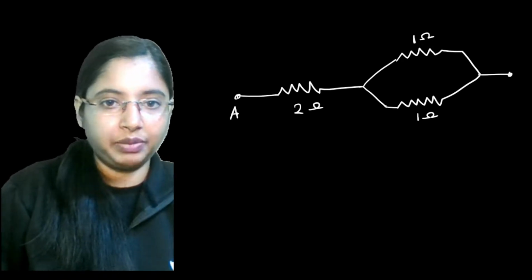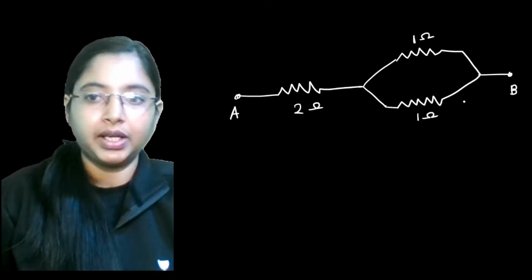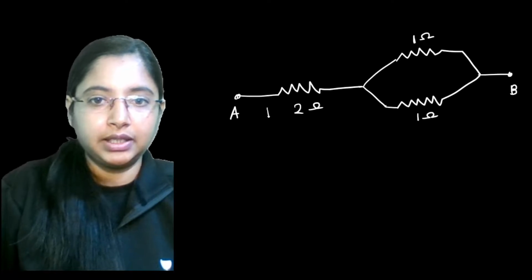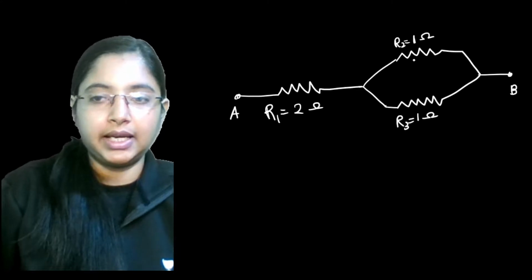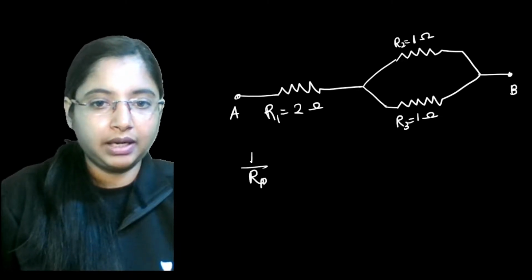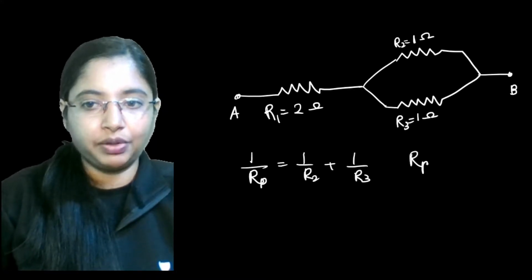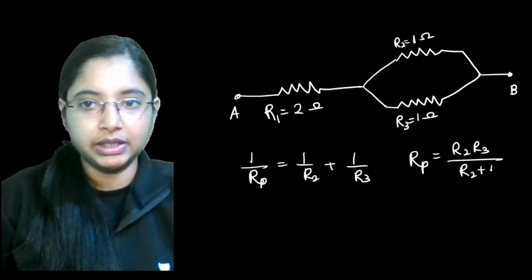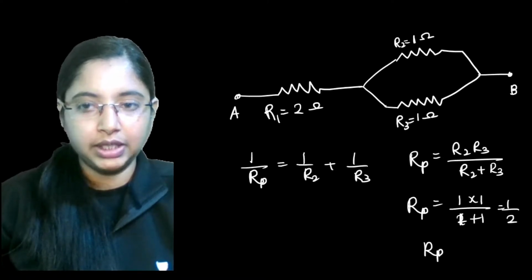Across these ends AB, we want to know what is the equivalent resistance. Very simple. Let's say R1, R2, R3. R2 and R3 are in parallel combination. So RP, you have to do R2 into R3 divided by R2 plus R3. That will be 1 times 1 divided by 1 plus 1, that is 1 by 2. So the effective resistance in this case is just 0.5 ohms.